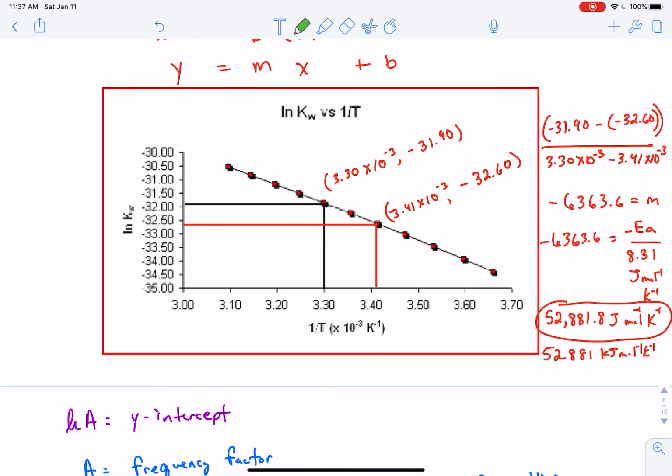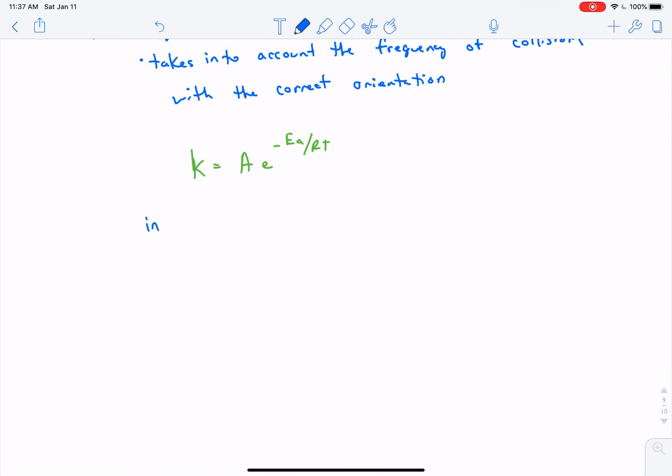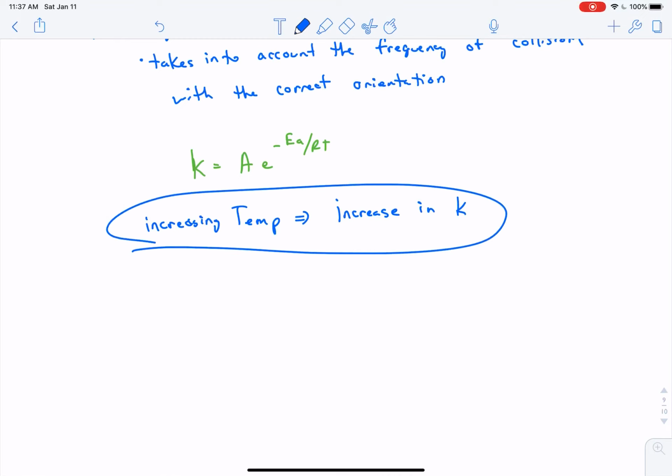So you want to make a note here that increasing temperature will always lead to an increase in the rate law constant. That's kind of an important concept.